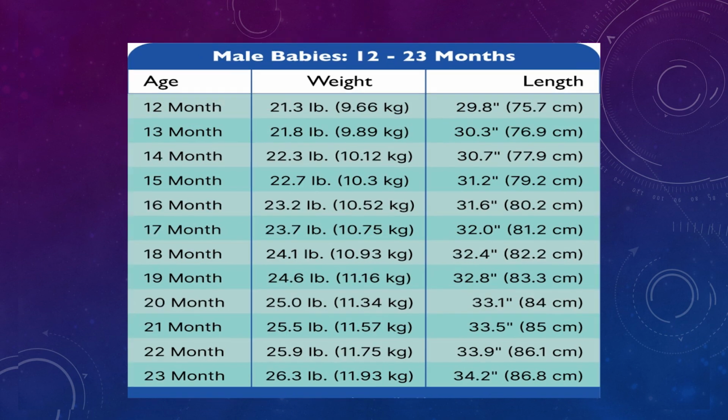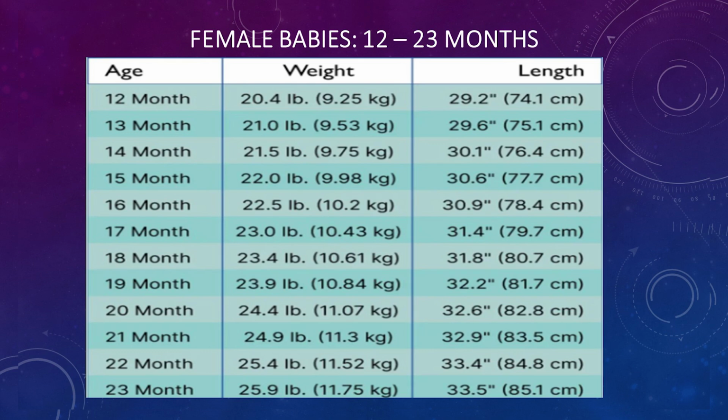Now, this is a chart again for the age group between 12 months to 23 months. Again the weight is in kg and in pounds, and the length is in centimeters and inches in this chart. This is for the male child and this chart is for the female child. So, these are the reference charts we can refer to, to find out whether the baby has a normal weight for that particular length, for a particular age and sex.